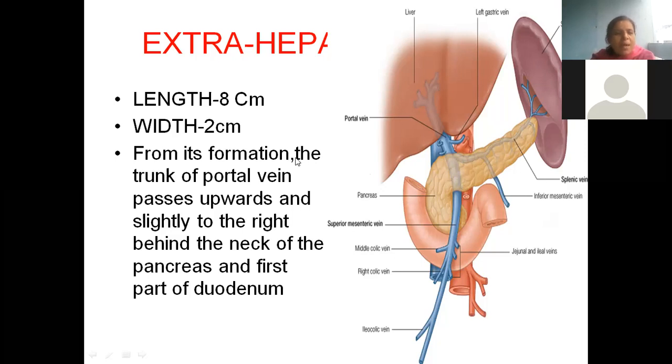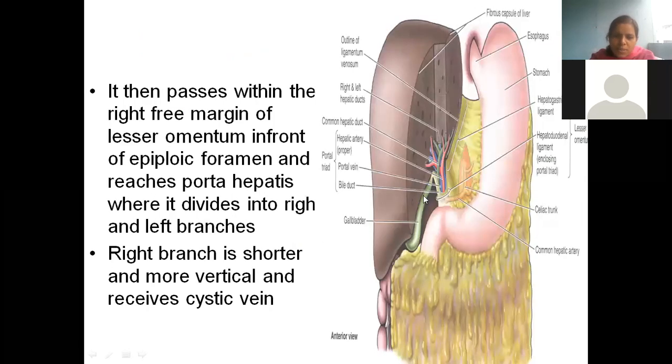So at the neck of the pancreas, you will see behind the neck of pancreas, the portal vein is running and it is going behind the first part of the duodenum. So this is our portal vein. We know this is the lesser omentum. This is the right free margin of lesser omentum.